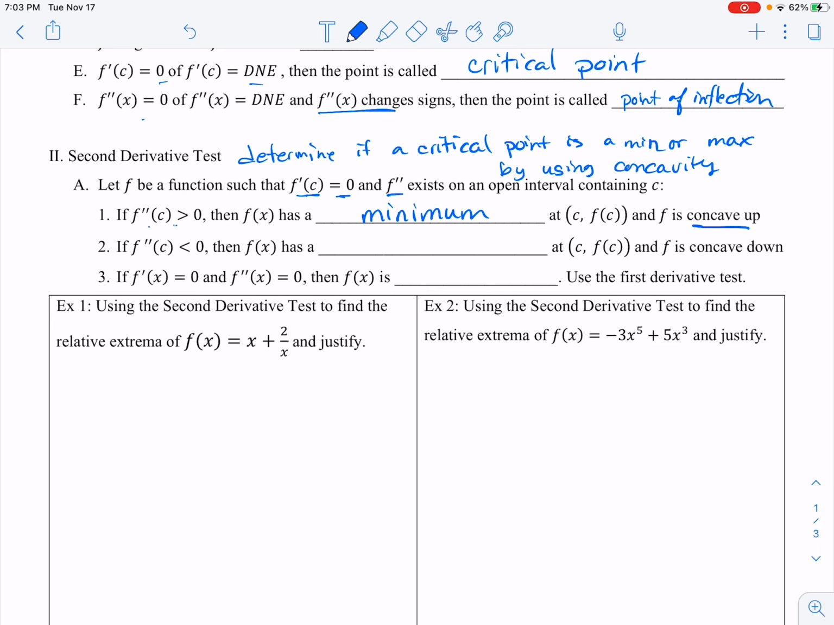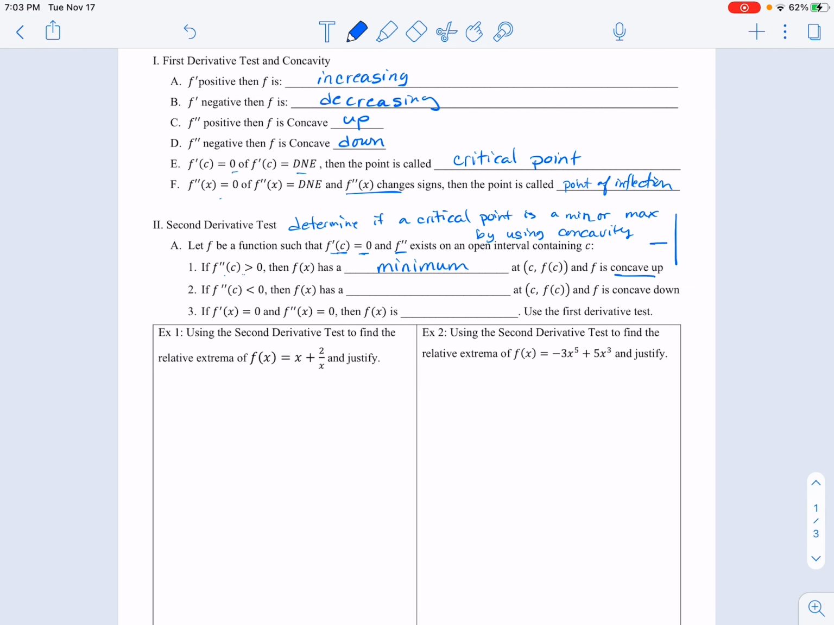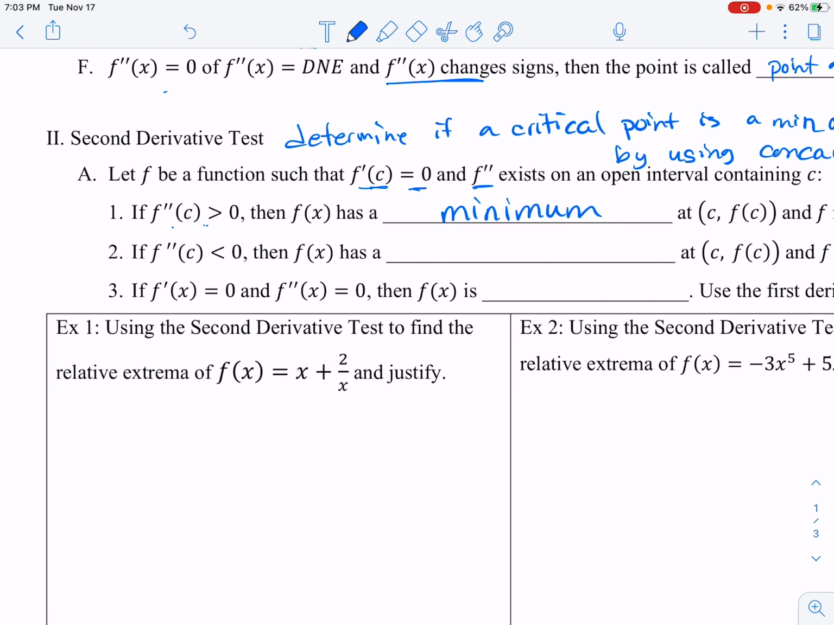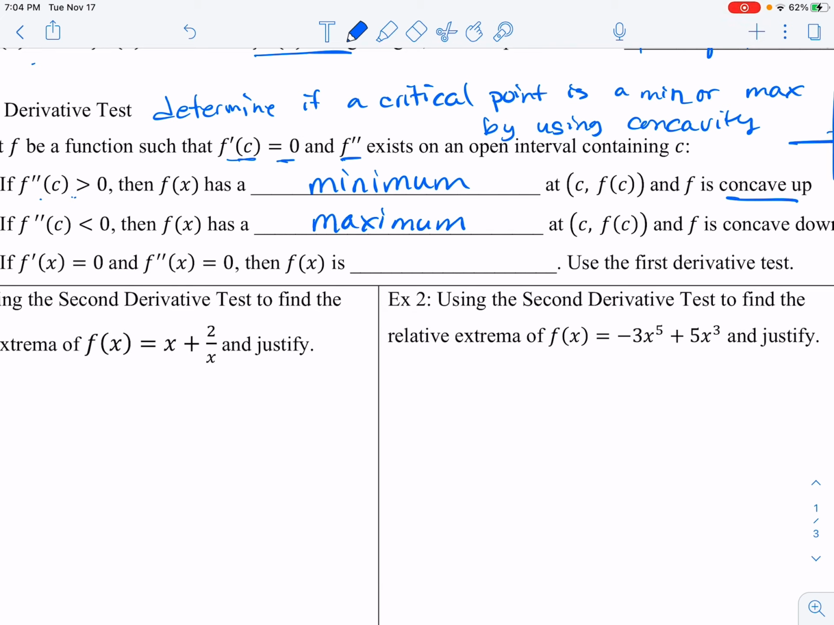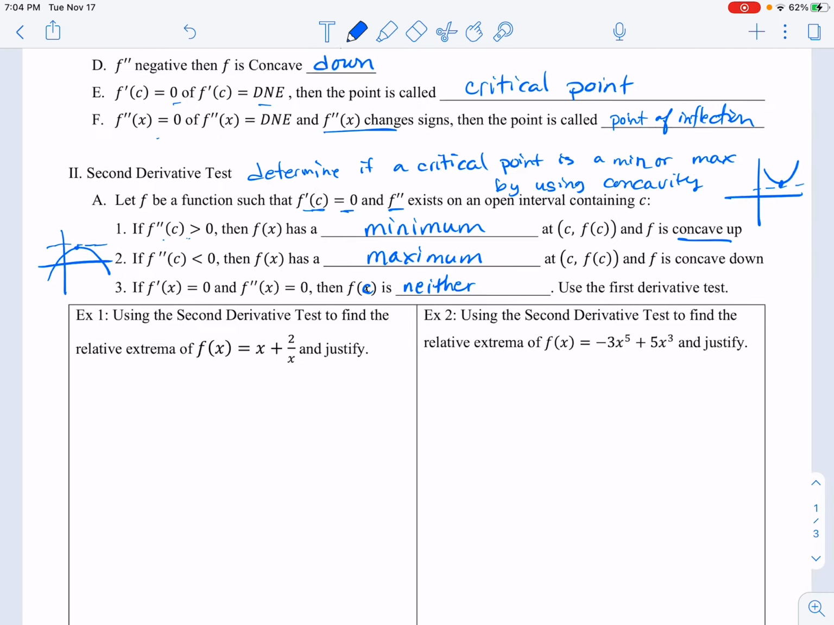Think about that, right? If you graphed a function and it's concave up, and this point right here has a first derivative that's 0, it's the bottom of the curve, it's a minimum. If the second derivative is less than 0, it's negative, you know it's concave down, and you have a maximum. Here's your graph again. Concave down, your first derivative is 0. It's on the top of your curve, so it's a maximum. If the first derivative is 0 and the second derivative is 0, then f of c is neither, and you're going to use your first derivative test.